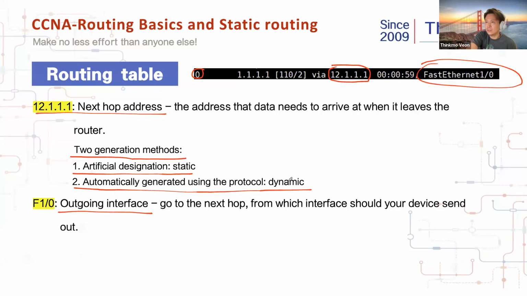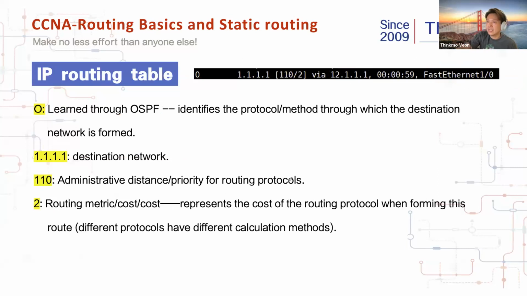This is one of the OSPF routes. And next, we continue with this OSPF route. O means the route is learned through OSPF, and 1.1.1.1 is the destination IP address. That means the route is learned via the OSPF routing protocol. It learned how to reach 1.1.1.1 using the next hop 12.1.1.1. And the outgoing interface is FastEthernet 1/0 for this local router. So this route has been learned for 59 seconds.